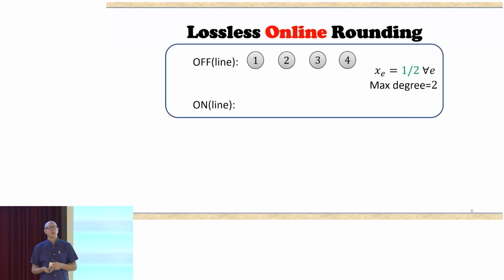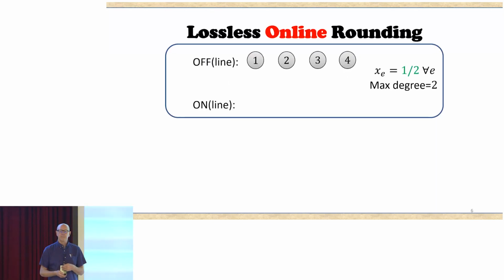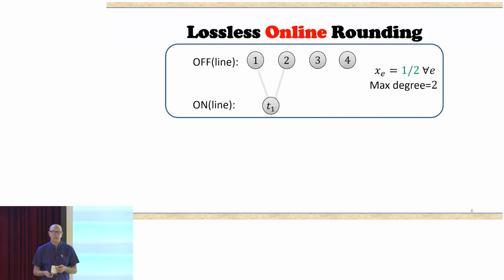Okay, so let's focus on lossless online rounding. Suppose we have 4 offline vertices. Now the first online vertex comes and we just give a fraction of 1/2 to each of the 2 edges.